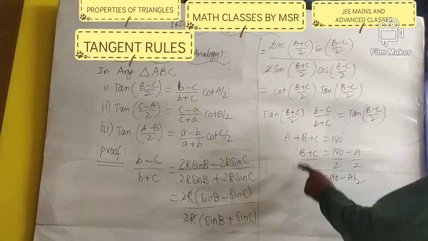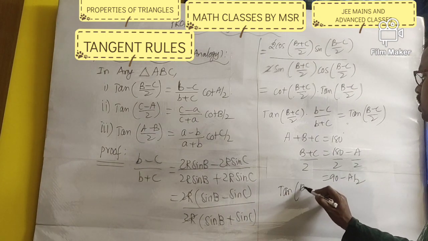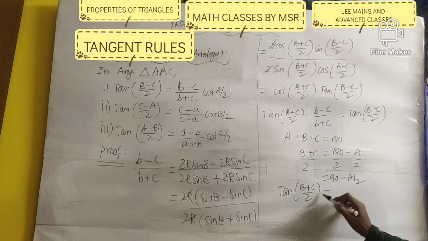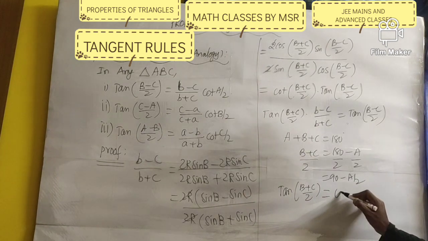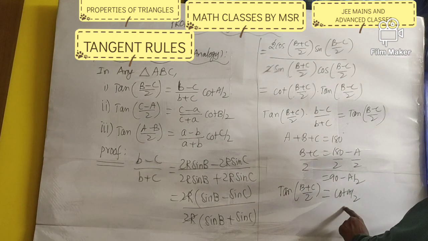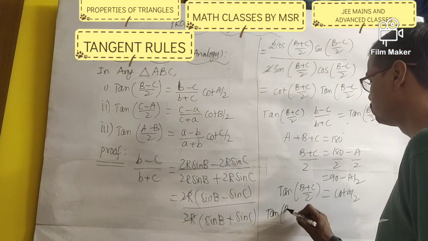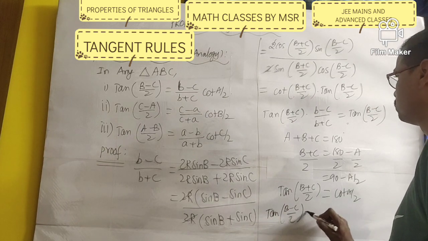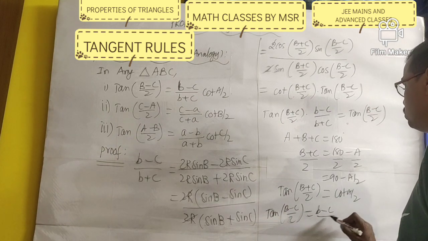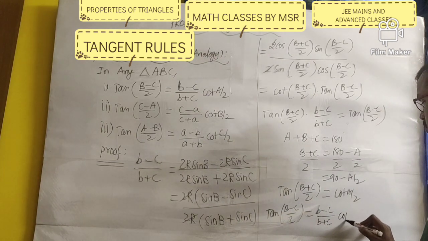Okay. Now tan of (b plus c) by 2. Apply tan on both sides. Tan of (b plus c) by 2 equals tan of (90 minus theta), which is cot theta. So we will get cot a by 2. In place of this I can write cot a by 2. So tan of (b minus c) by 2 equals (b minus c) by (b plus c) times cot a by 2.